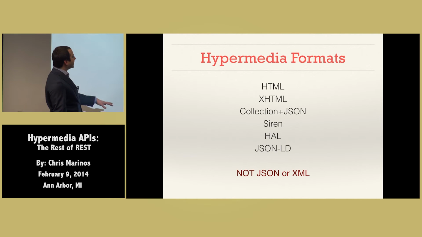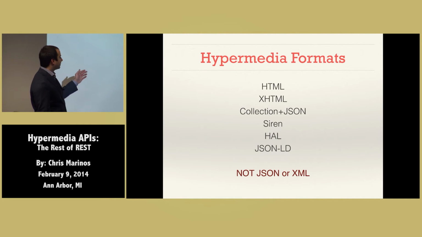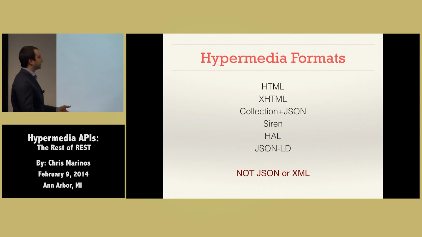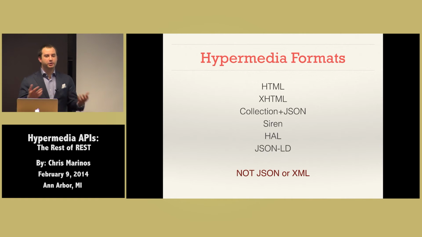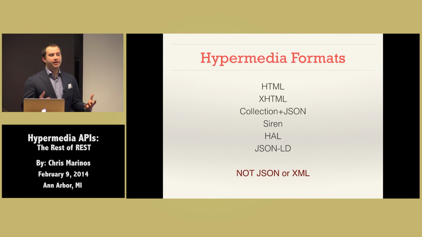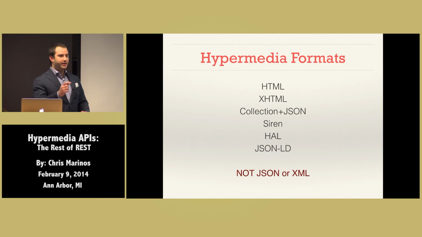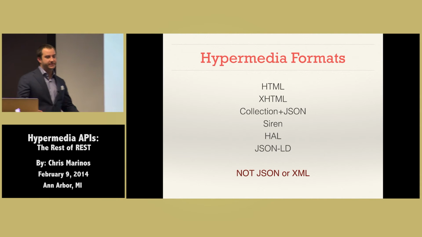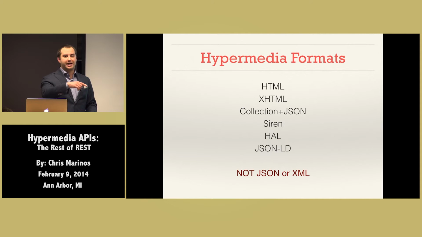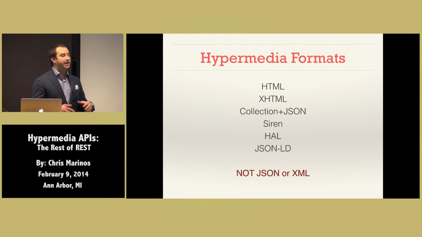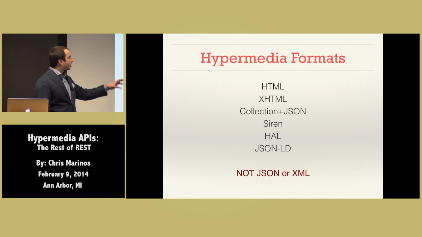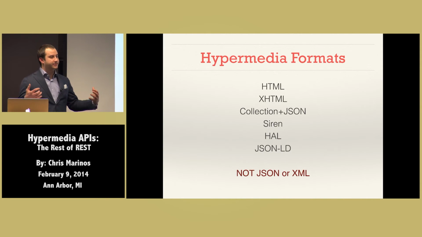So these are just a few examples: XML, HTML, XHTML, collection plus JSON, which is what we're going to talk about in this talk, Siren, Hail, JSON LD. These are hypermedia formats. You can go and look at them. They're well documented. Basically, they have these built-in things that I refer to as affordances. They give ways to describe how you can move through the system, how your north, south, east, west, where your mailbox lives, things like that. These hypermedia formats allow you to describe that and include that descriptive information in the response right alongside your data.